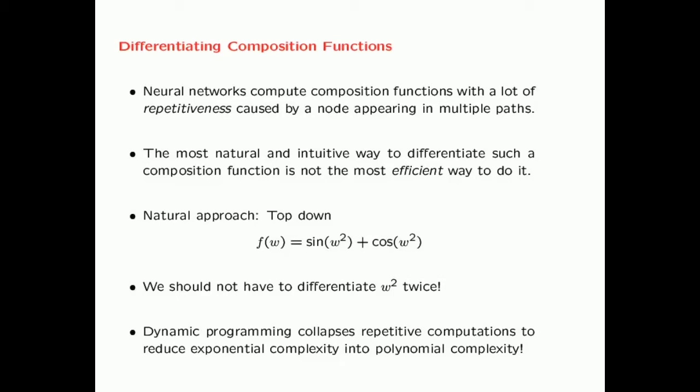When you manually differentiate this function, you are going to differentiate both the sine and the cosine separately, and then in each case you are going to differentiate w squared. So you're going to differentiate w squared twice. It is this repetitiveness in the computation which causes the exponential complexity of the naive algorithm that we discussed in part 1 of this lecture. The key in dynamic programming is to collapse these repetitive computations to reduce the exponential complexity into polynomial complexity.